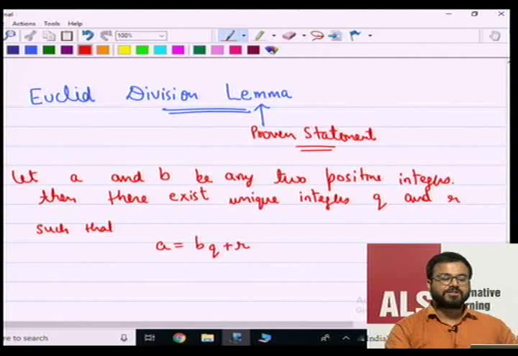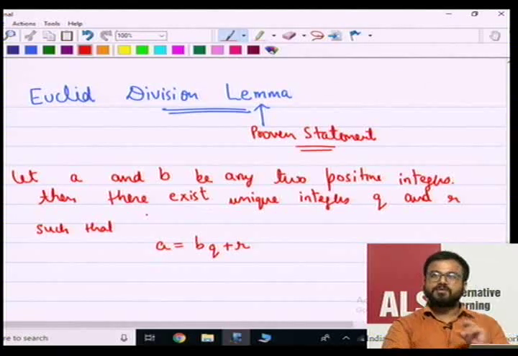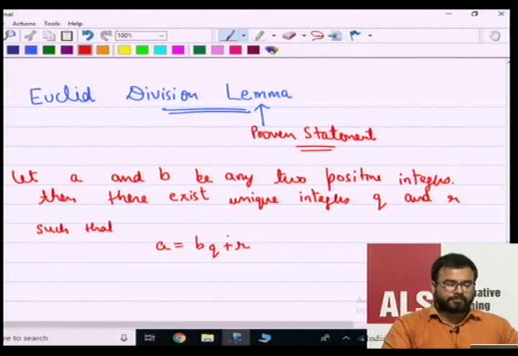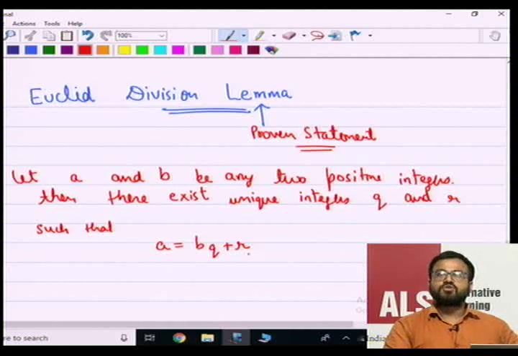So Euclid division lemma says, if A and B are any two positive integers, there are 5 types of integers: positive, negative, 0, non-positive and non-negative. Positive integers start from 1, 2, 3, 4, 5. Negative integers are on the left: minus 1, minus 2, minus 3. 0 is an integer which is neutral. So if A and B are any two positive integers, then there exist unique integers Q and R. The relationship can be written as A is equal to BQ plus R.